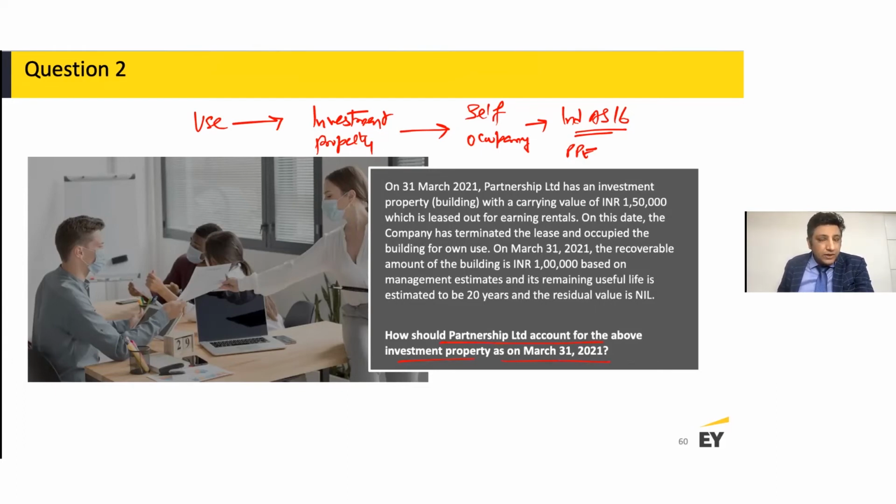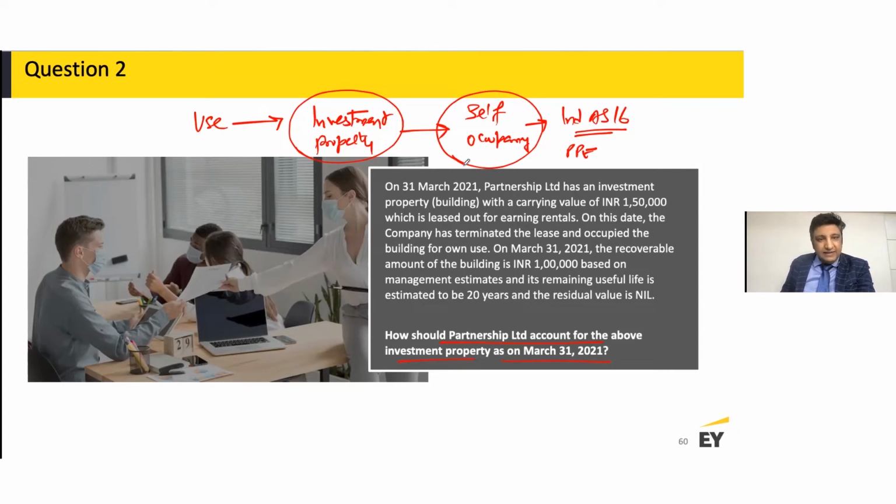Now, importantly, you would like to remember here is that the use has changed from an investment property. It has moved to another category, which is property, plant, and equipment, right? From the accounting perspective, you also want to remember that the measurement criteria as applicable to property, plant, and equipment under the cost model, right? They remain the same as for the investment property.